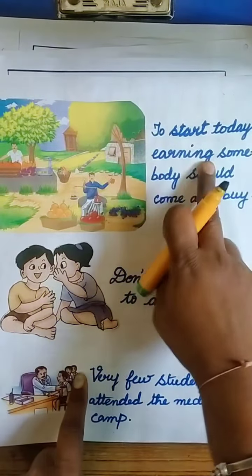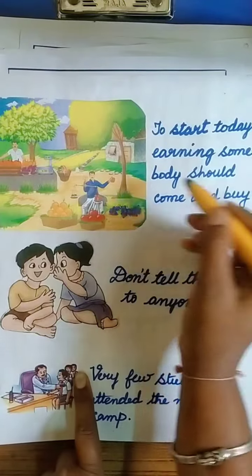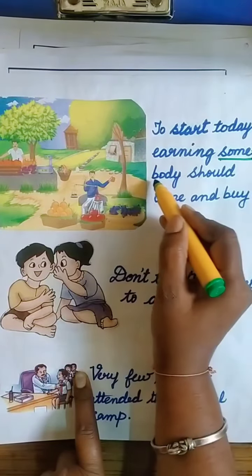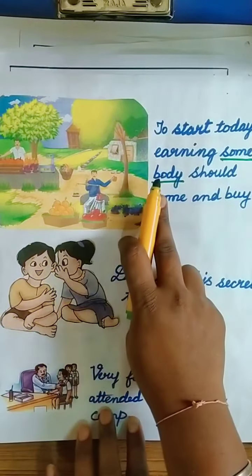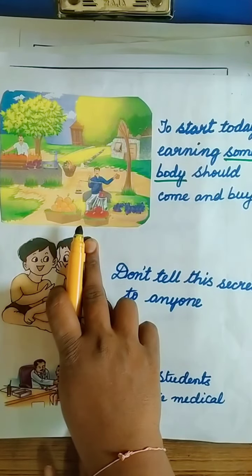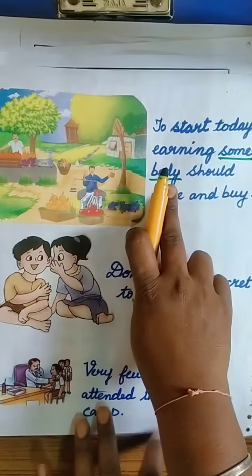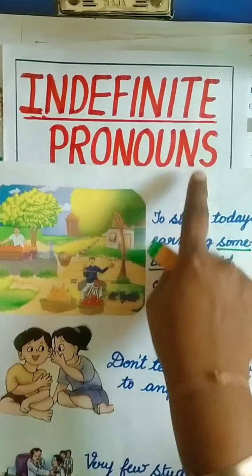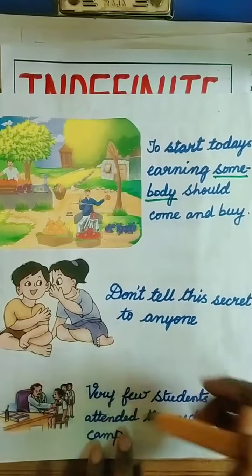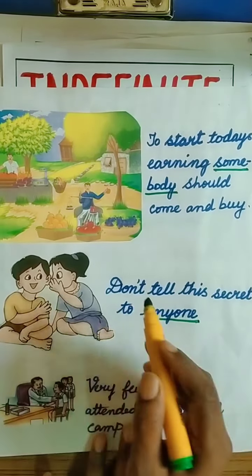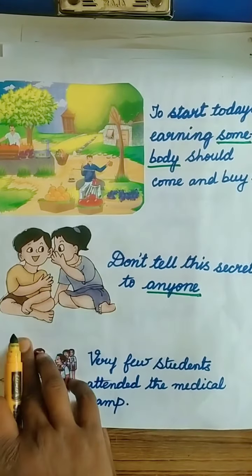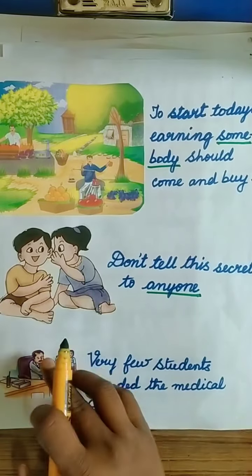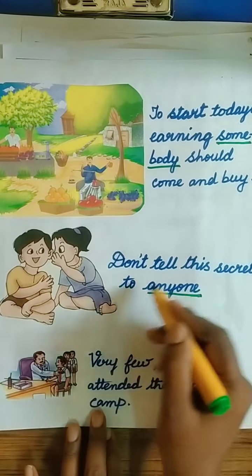To start today's earning, somebody should come and buy. So here the person who is selling these fruits wanted somebody to come to him and buy. So this somebody is the indefinite pronoun. Don't tell this secret to anyone. So some secret is going on. The girl is revealing the secret to the boy, and she says don't tell this secret to anyone. So this anyone is the word used as an indefinite pronoun.